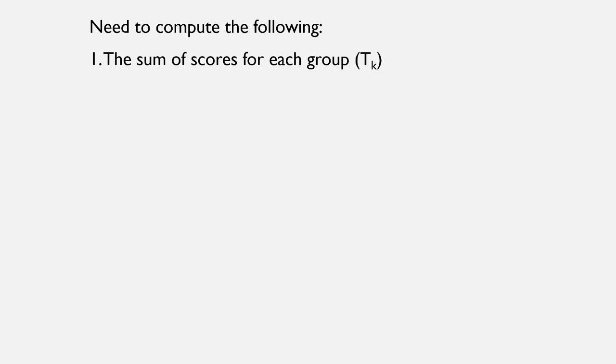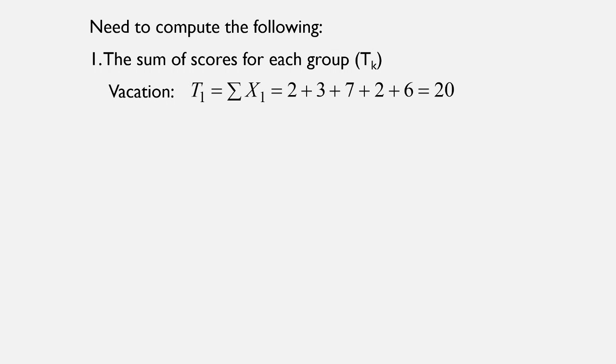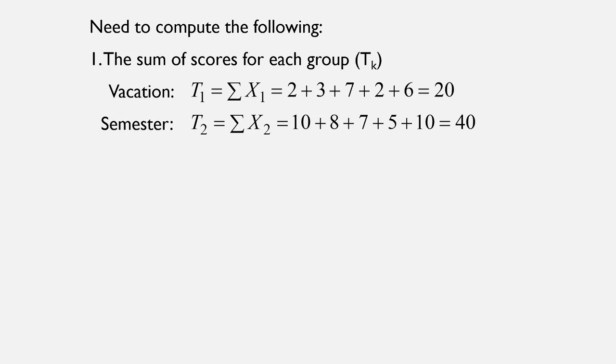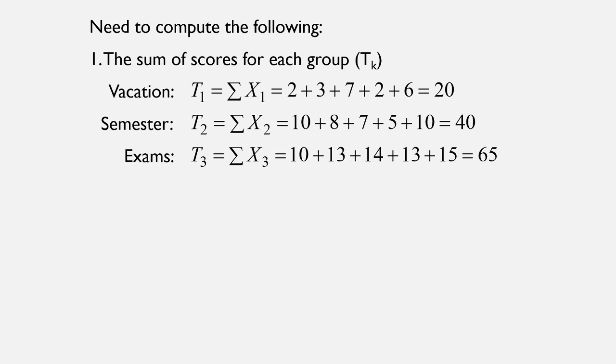Okay, to start, you're going to need to sum the scores for each group separately. So we're going to call this T for total sub K, meaning the total for all of your groups individually. For example, you just add up all the scores from group 1. You then add up all the scores for group 2. You add up the scores for group 3. So T stands for total, and that subscript is going to denote which group you need the total for.